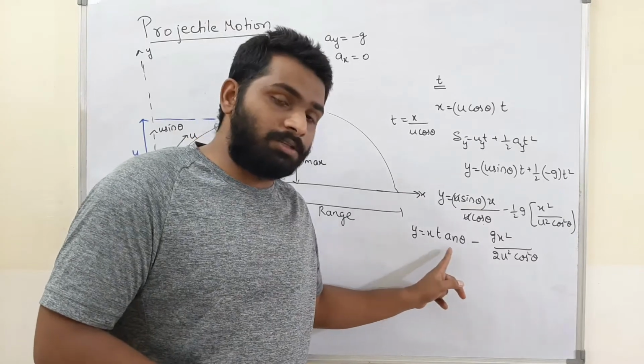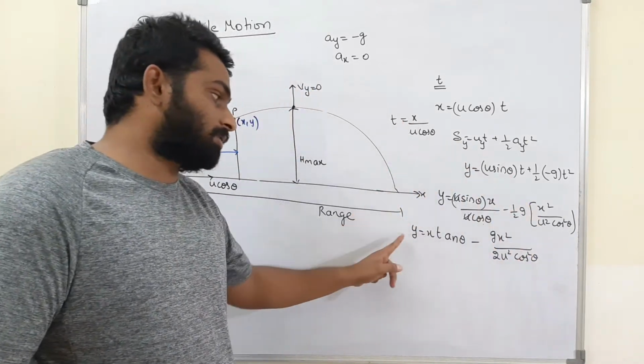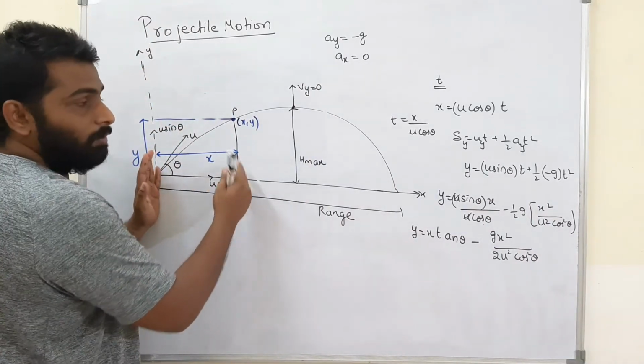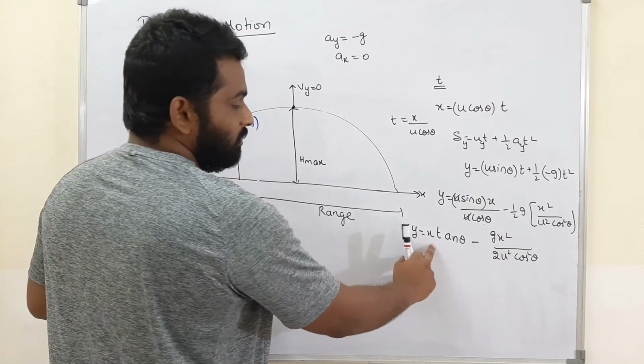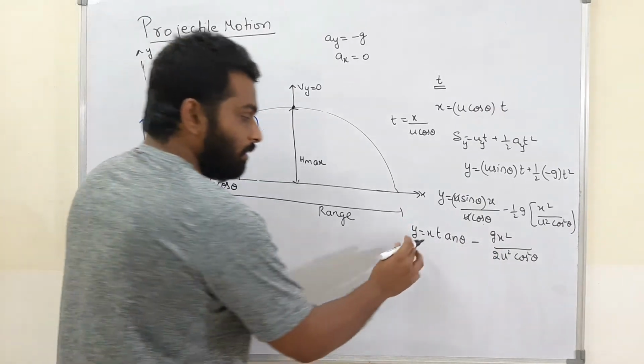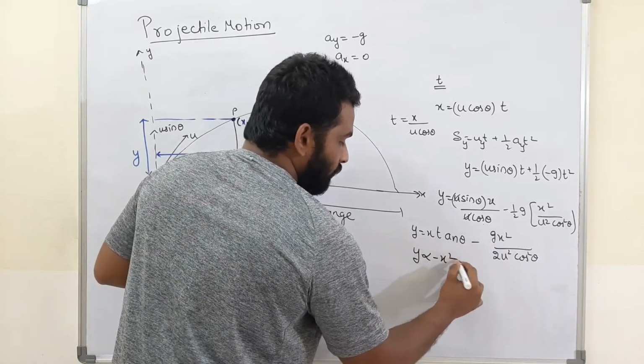At a particular horizontal displacement x, the y will be this much. If x is equal to 3, then what will be the y position? Just put x equal to 3 and you will get the y. And now, one more thing. Here the y is directly proportional to minus x square.